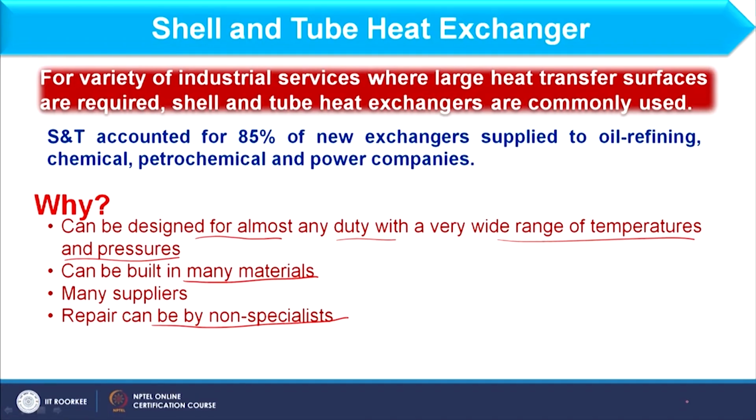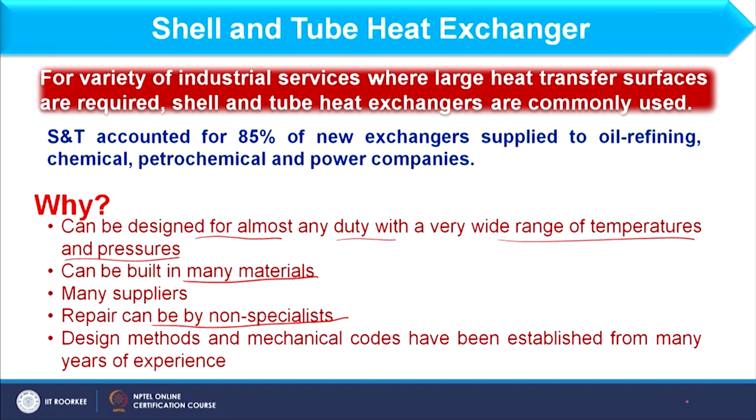because its design is more complicated than double pipe heat exchanger, but not as complicated as other heat exchangers. So, if we have to open it or assemble it, it can be done by a non-specialist of this heat exchanger also. And we have different design methods and mechanical codes which have been used to manufacture these heat exchangers for many years, because these design methods and mechanical codes are available from many years of experience. So, these codes are very effective and can directly be used, right. You will see in subsequent lectures the codes which are used in India, which are used in Britain, which are used in America, like that.